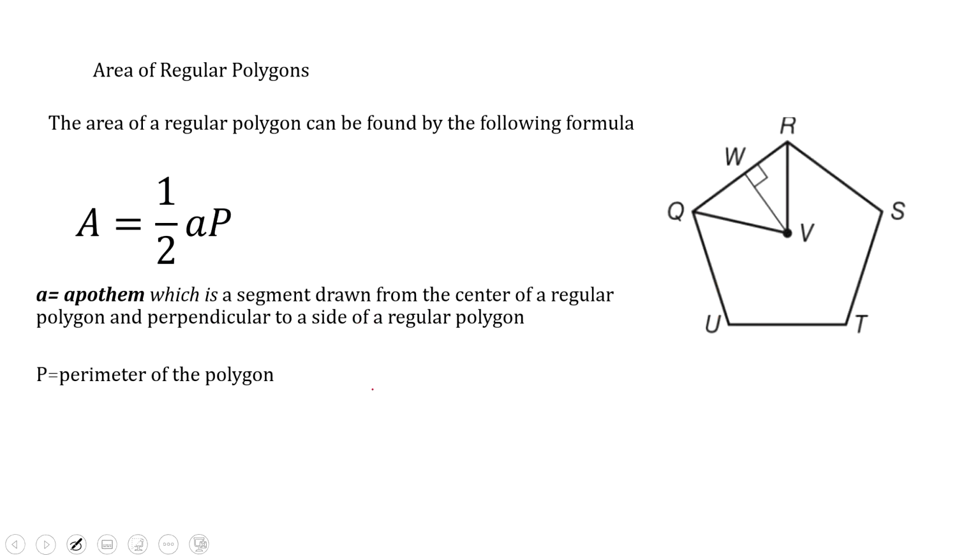Polygons. What we're talking about here all the time is regular polygons. The easiest way to talk about a regular polygon is the polygon where all the sides are congruent. So all the sides are equal.